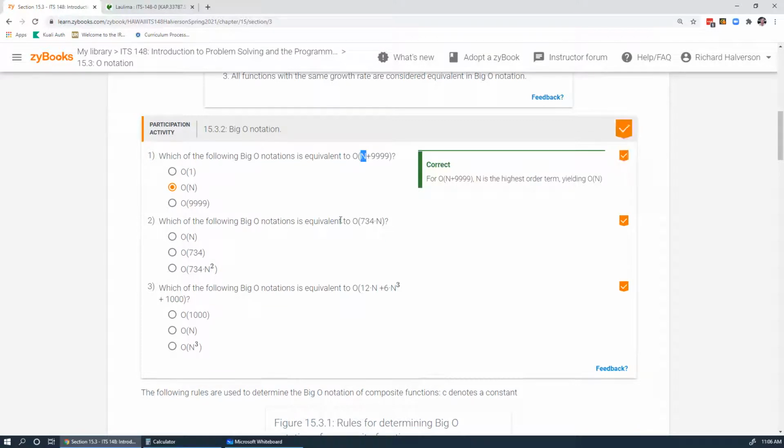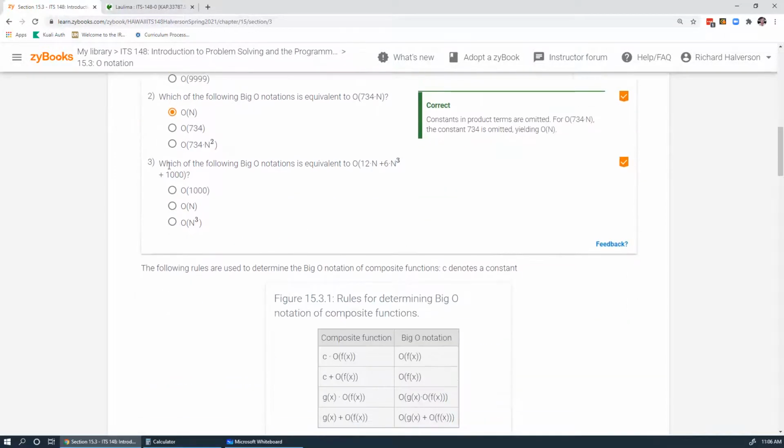Okay. Which of the big O notations is equivalent to this? Well, you drop off the constant there. It's just n. And then, which of the following big O notations is equivalent to n cubed? N cubed, oh, it must be n cubed. Okay, so it's easy.